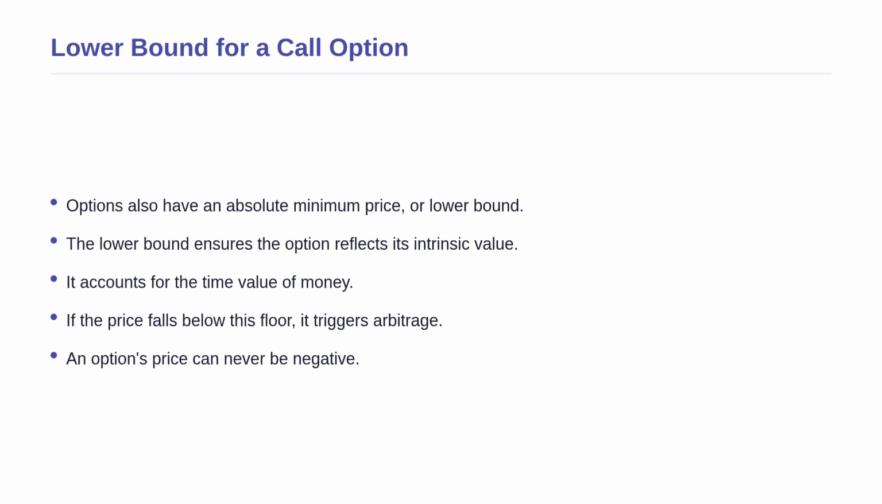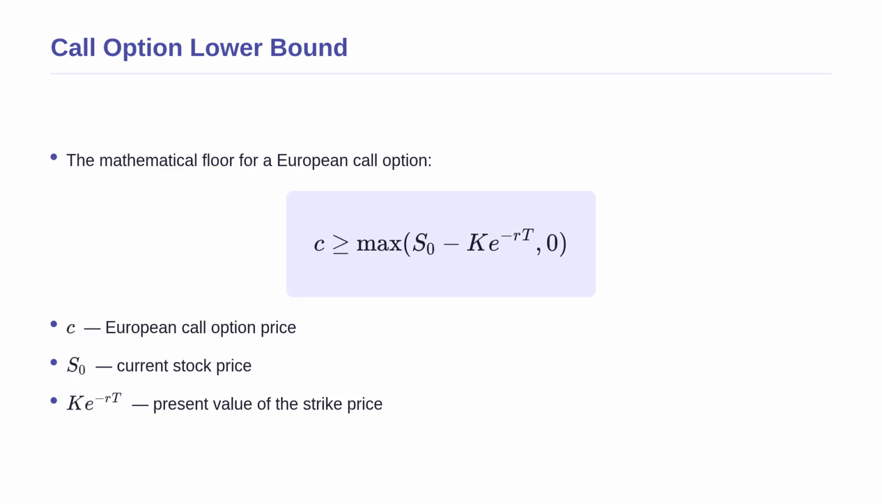If the actual price of the option ever drops below this floor, it means the option is too cheap. A smart trader could buy the underpriced option, sell the stock, and guarantee a risk-free profit. Furthermore, because an option gives you a choice rather than an obligation, its price can never be negative. The worst-case scenario is that the option is simply worth zero. Let us look at the mathematical formula that defines this floor.